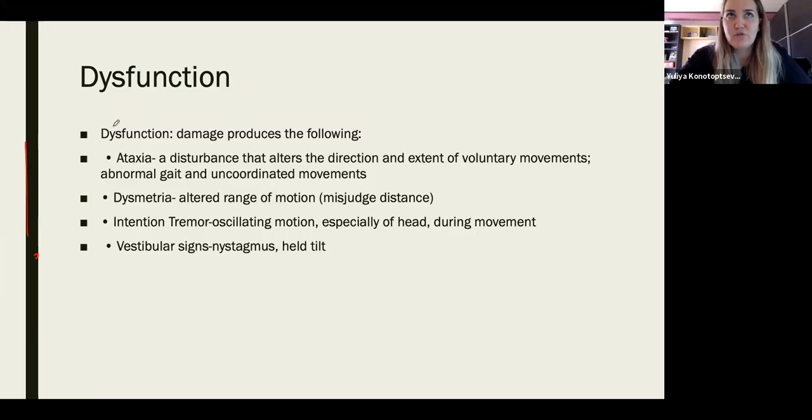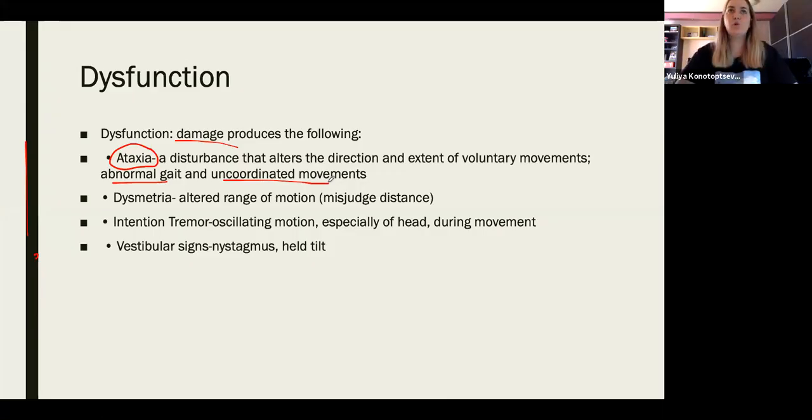Basically, which kind of symptoms will occur if you have damage to cerebellum, okay? If there is something wrong with the Purkinje or, I don't know, any other neuron, right? So what could be seen? The most important symptom is ataxia. Whenever you see ataxia, this is something with cerebellum. Ataxia is abnormal gait and uncoordinated movements.